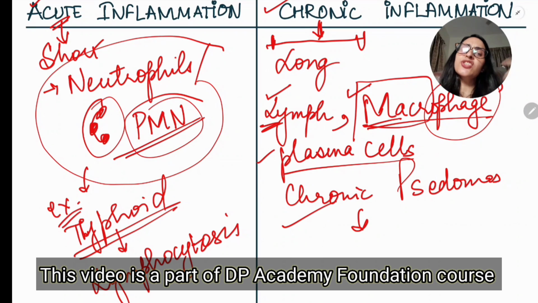For chronic inflammation, it is coming from a long time: lymphocyte, most important being macrophage, and the plasma cells. These are the three cells of the chronic inflammation. And we have an exception on both sides. For acute inflammation, the exception being typhoid, because typhoid shows lymphocytosis, relative lymphocytosis, and the exception for chronic inflammation is chronic Pseudomonas because it shows neutrophils. It is the vice versa.